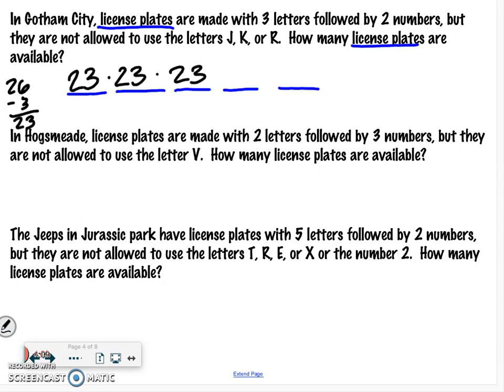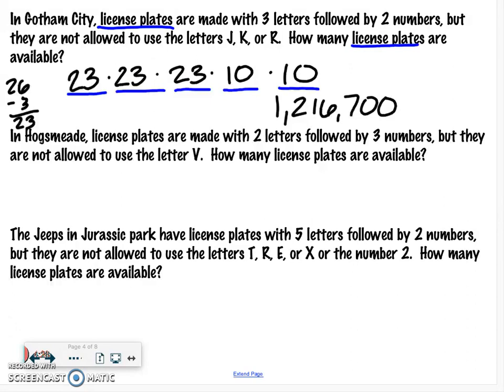Then it's followed by 2 numbers. There's no restrictions on the numbers, so remember you got to count 0. So we have 10 options for those. So you plug that all into your calculator, and you should end up with 1,216,700.